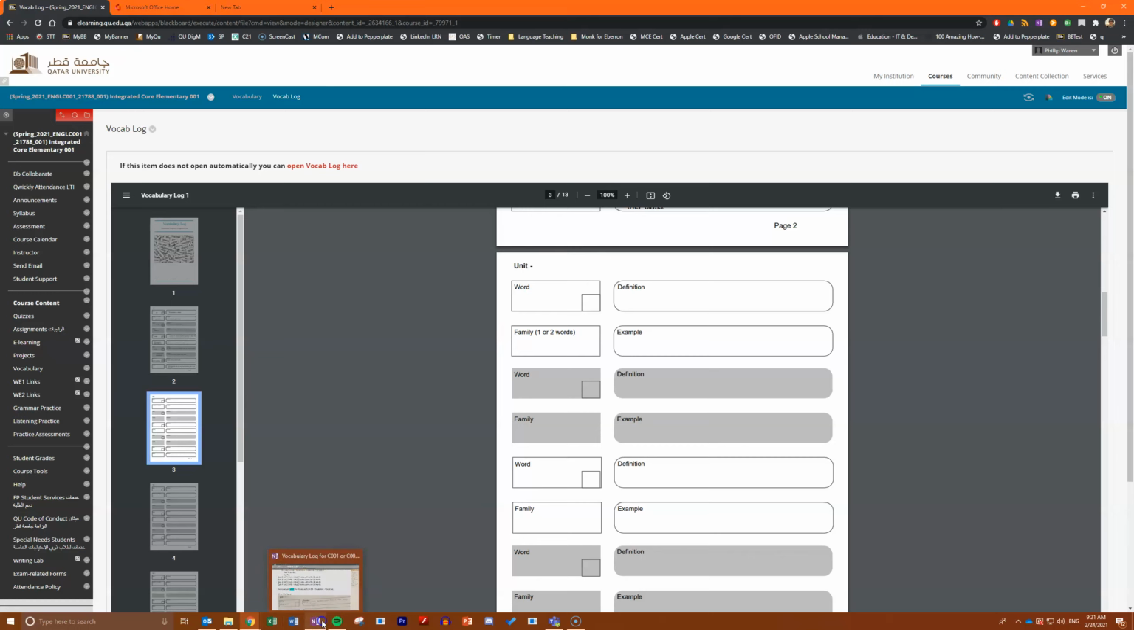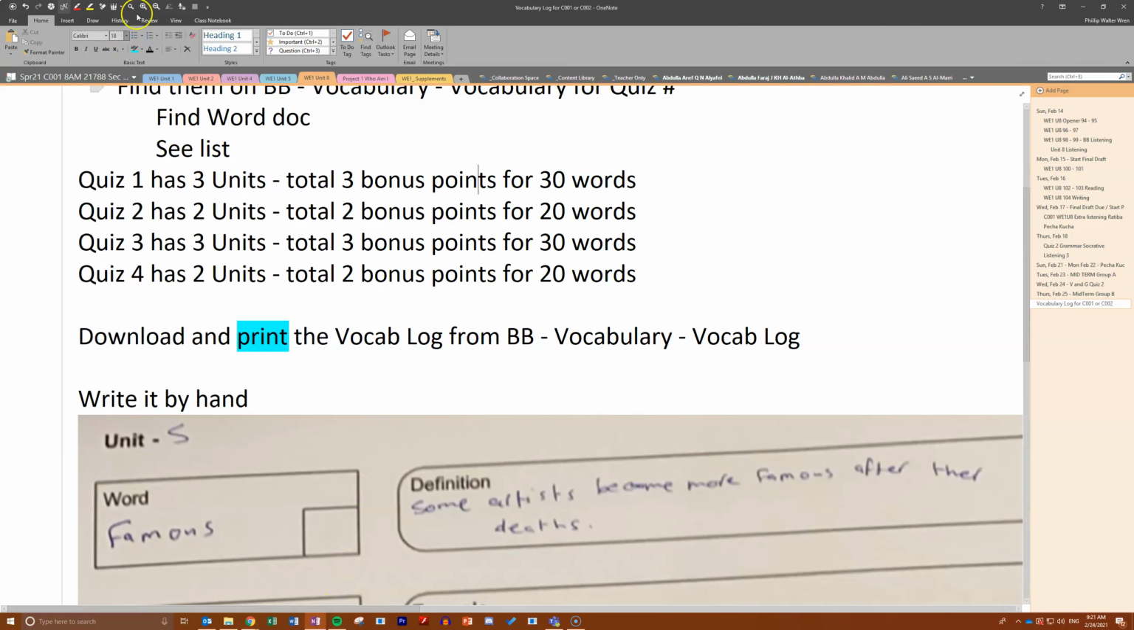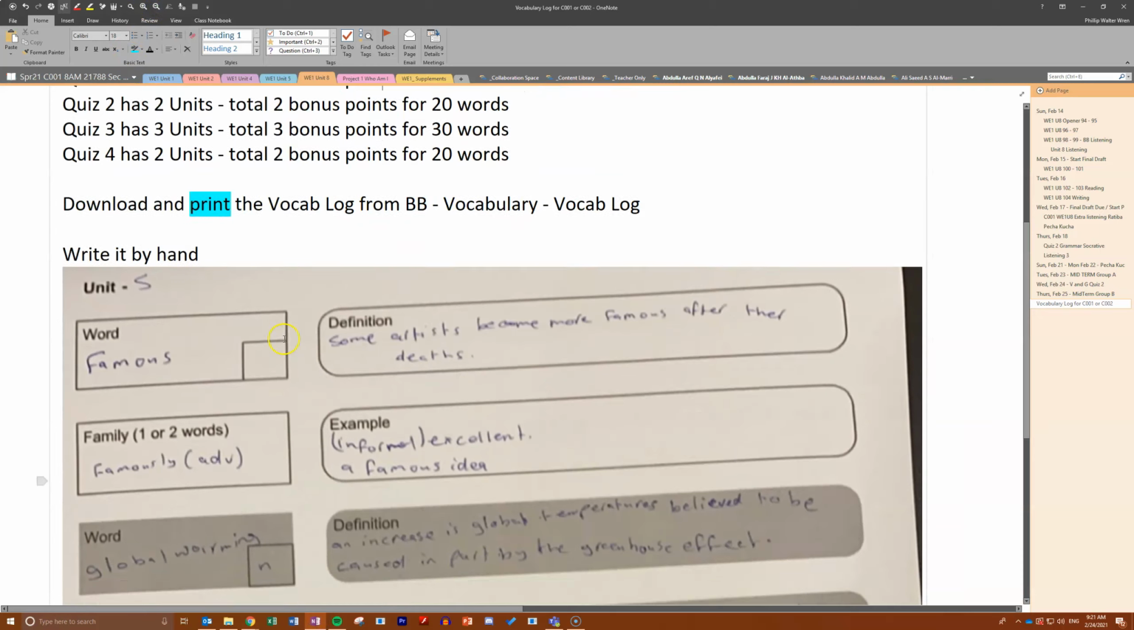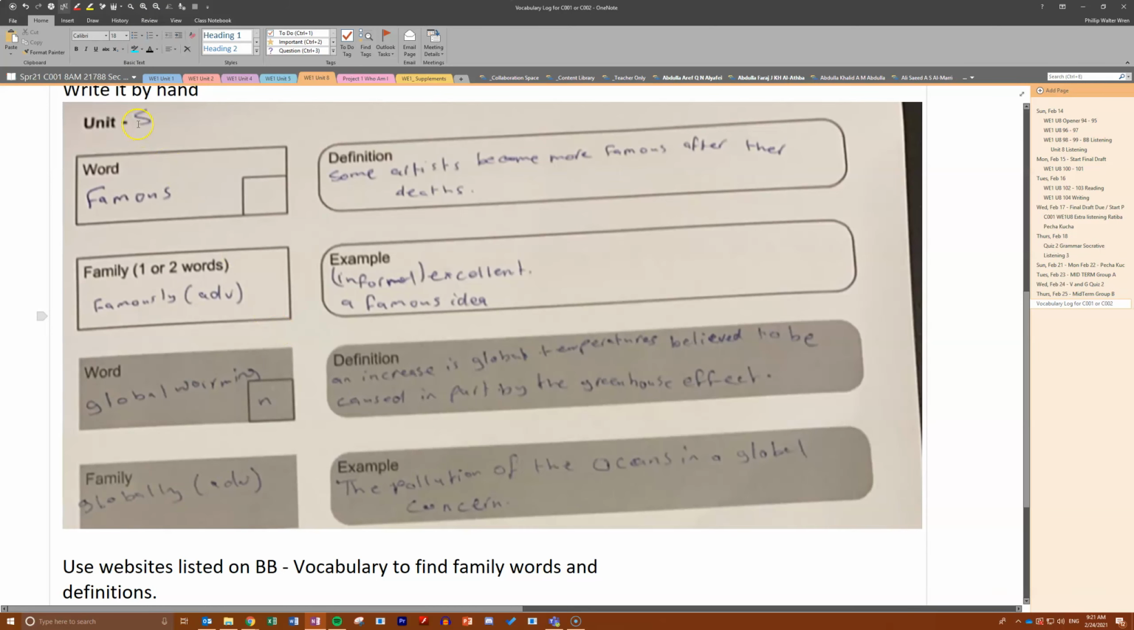Let's look at an example a student sent. This student printed it up, wrote Unit 5, wrote the word, forgot the word type here, noun, verb, or adjective, wrote a definition, wrote a family word, which means to take this adjective and change it to an adverb, and then wrote kind of an example sentence.